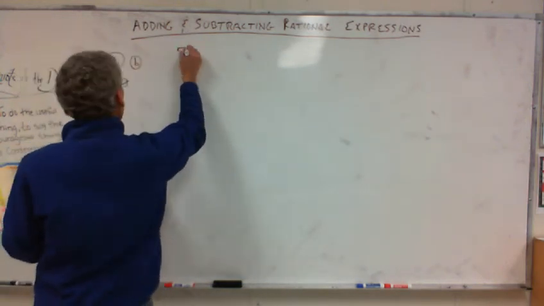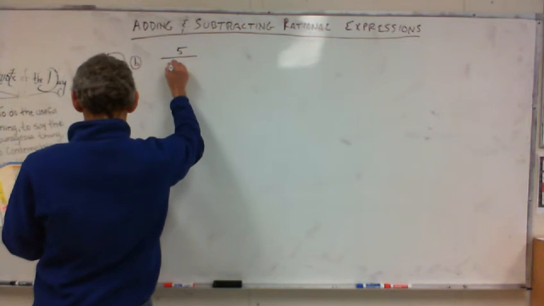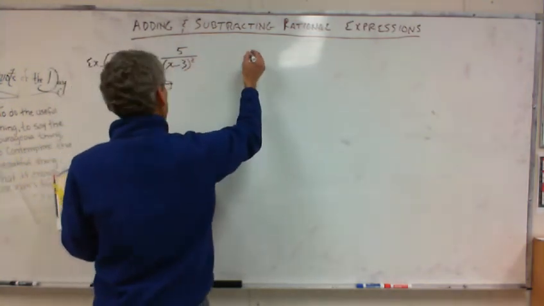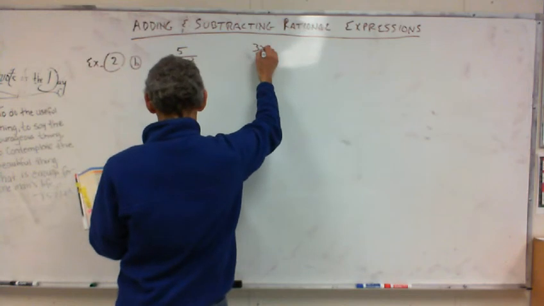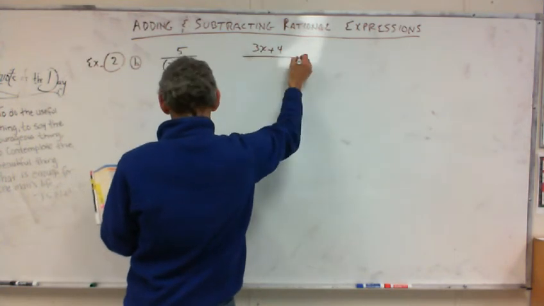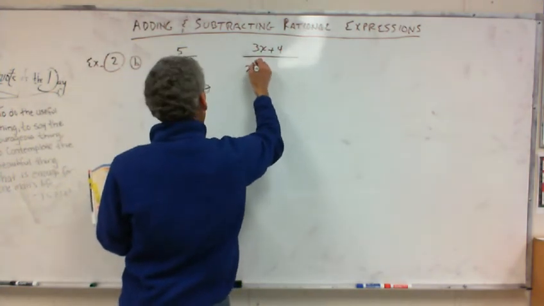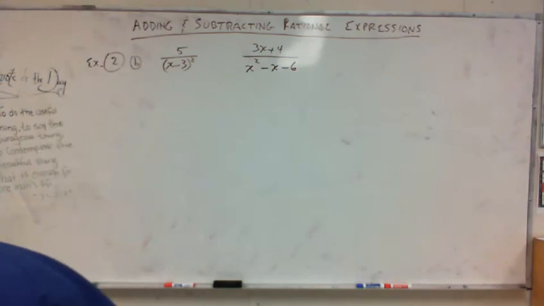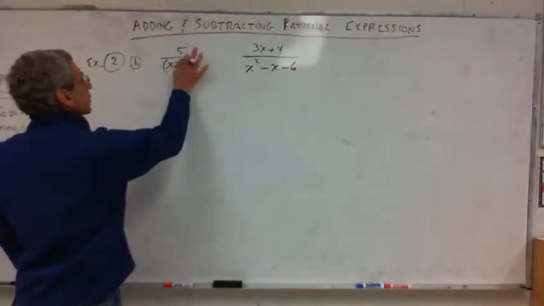So we have 5 over x minus 3 squared, and over here we have 3x plus 4 over x squared minus x minus 6. That doesn't look very clear.